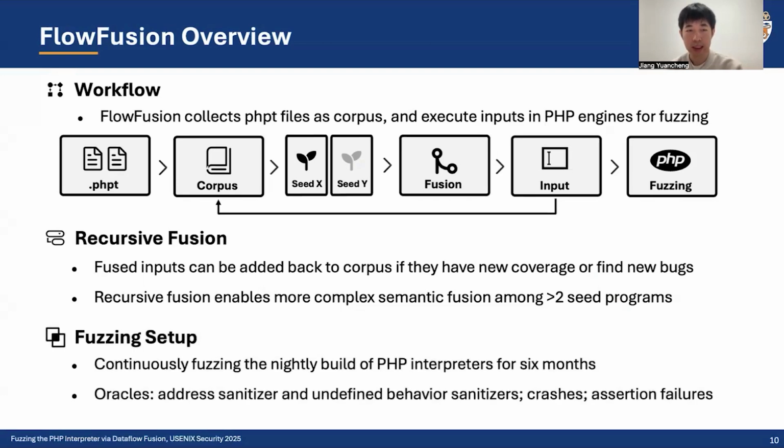We have the fuzzing setup where we continuously fuzz the nightly build of PHP interpreters for 6 months. And our oracle is the address sanitizer and undefined behavior sanitizer, as well as direct crashes and assertion failures.